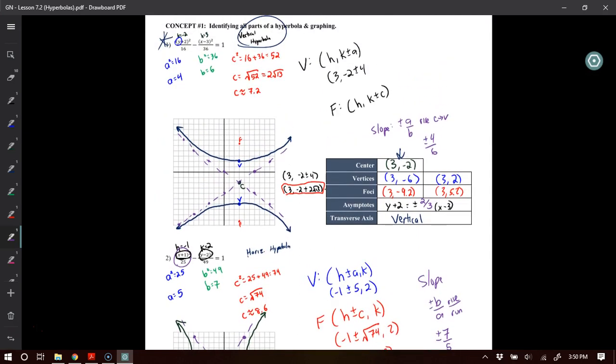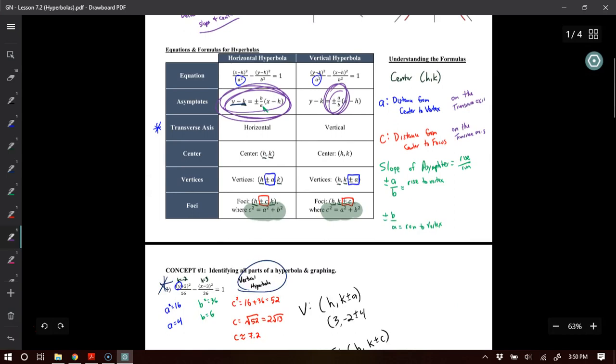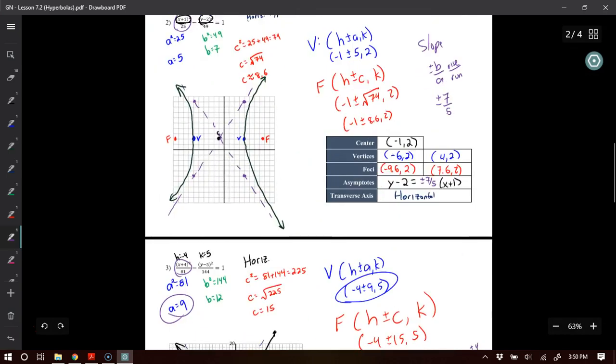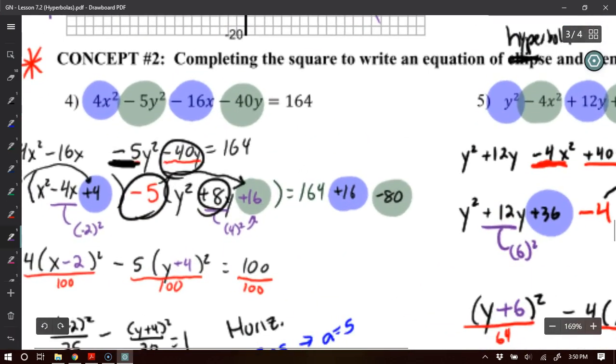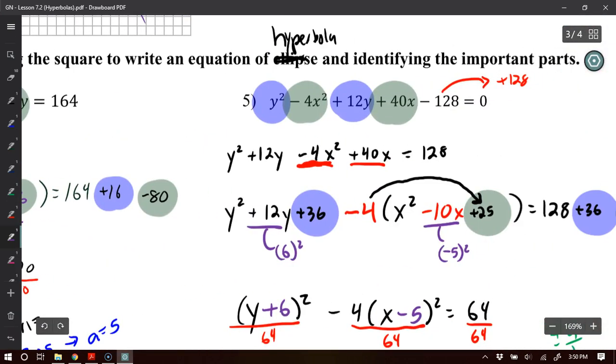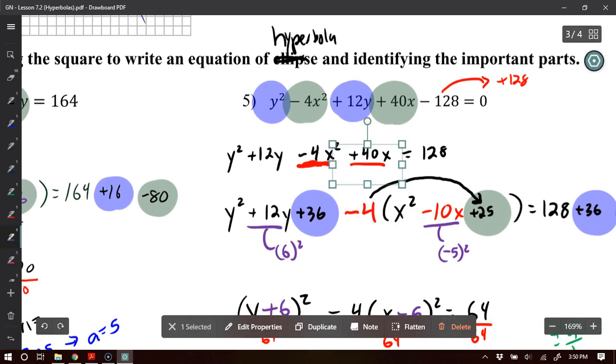You are expected to be able to identify all parts of a hyperbola and analyze the graph of it and plot all the points. So you have this formula sheet to help you out with it. You are expected to be able to complete the square to get a hyperbola in standard form and identify certain parts of them. The harder part for the completing the square is that you have to factor out that negative in this case. And that's going to affect the next term when you do that as well.